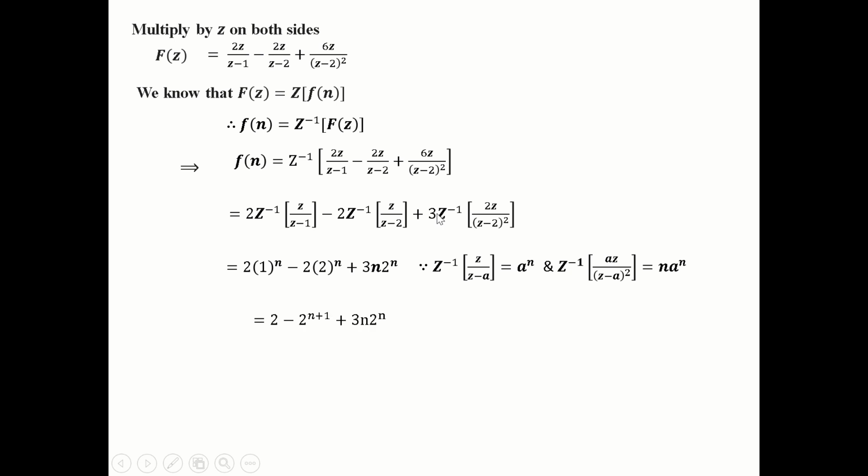Therefore, first term 2 into 1 power n, that is 2. Second term minus 2 power n, grouping the powers, minus 2 power n plus 1. Third term plus 3n 2 power n. Therefore, the inverse z transformation is 2 minus 2 power n plus 1 plus 3n 2 power n. That's all.